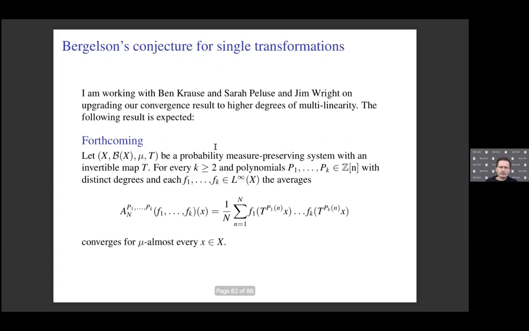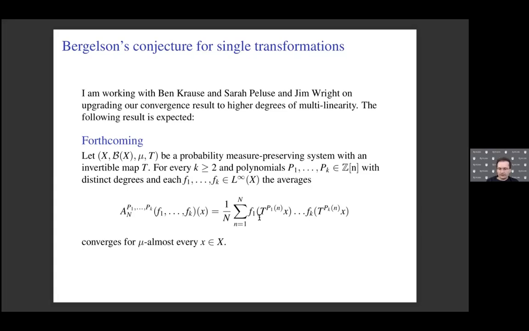And now I would like to mention some ongoing work. At this moment, I'm working with Ben Krause, Sarah Pelouze, and Jim Wright on upgrading our convergence results to the higher degrees of multilinearity. And now we expect to prove the following result: that for every k bigger or equal to 2, and for all polynomials with integer coefficients and distinct degrees, and all bounded functions, we expect to establish the pointwise convergence for the multiple averaging operators. But here, since we are also upgrading the theory of Pelouze and Prandtl to the multilinear setup, we also expect that the assumption about the distinct degrees will be critical. And there is some hope that this kind of result is true.